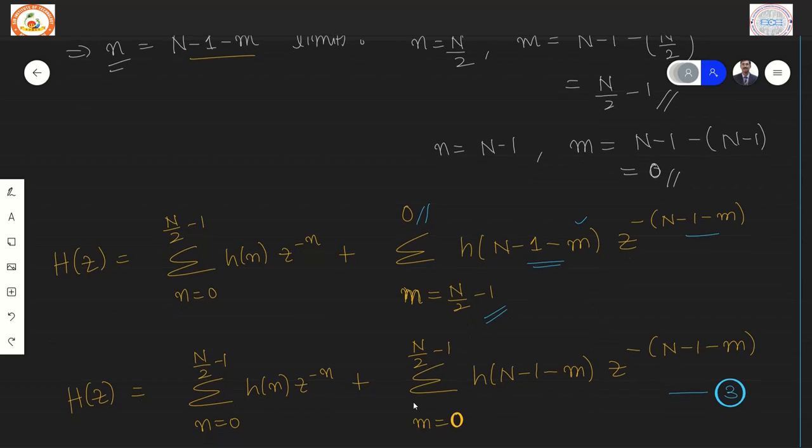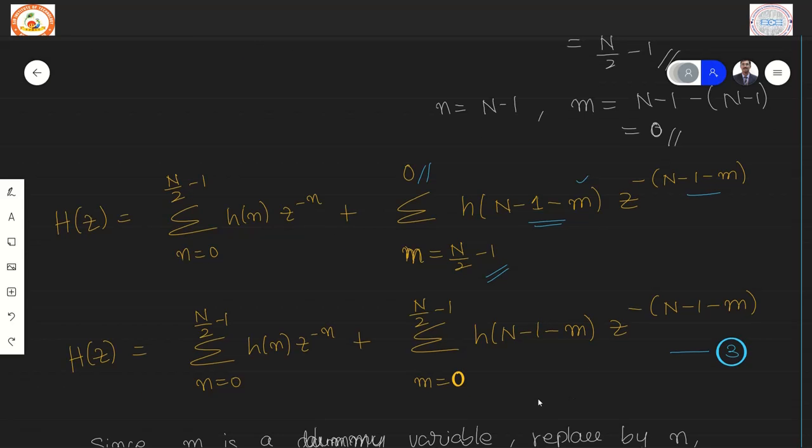Now, since we are performing summation, it doesn't matter in what manner we are adding. Therefore, we can just interchange the limits. We are just interchanging the limit. So the upper limit 0, we now call it as a lower limit. The upper limit is N by 2 minus 1. Because we don't care how we add. We can add from left to right or right to left. The answer will always be same. So this equation can be called as equation number 3.